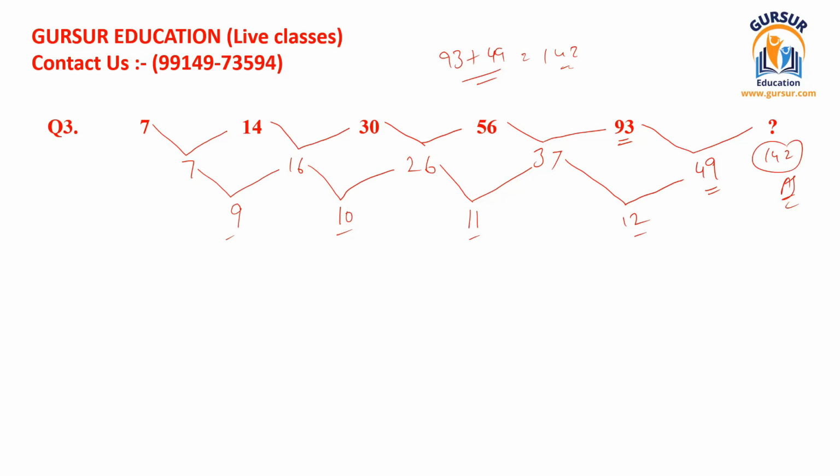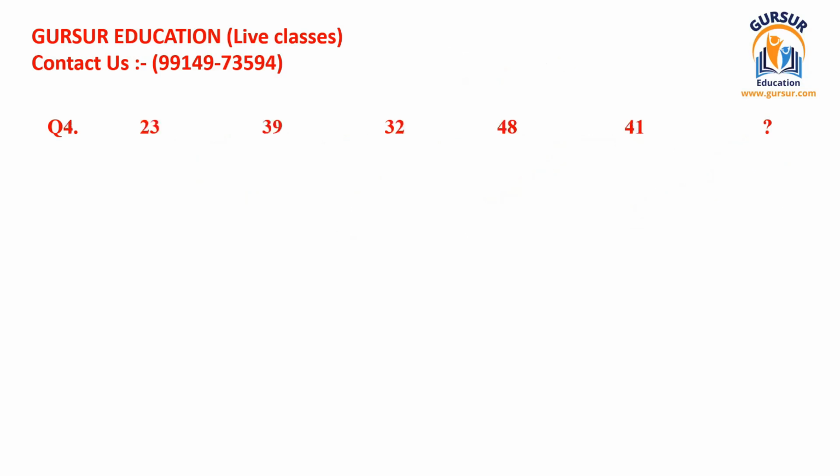So these were the first three questions, and I hope you would have got the complete idea of how these kinds of questions are answered. Now moving further, this is going to be question number 4, and this again contains 5 elements, and the 6th one is missing. The first one is 23, then there is 39, then there is 32, 4th is 48, 5th is 41, and the 6th one is missing.